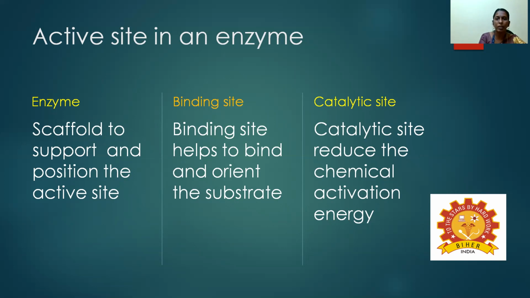The catalytic site has an important role in speeding up the rate of reaction. Another important point is activation energy. Energy is required for the substrate to be converted into the product, and therefore it is called the activation energy. So the catalytic site automatically reduces the chemical activation energy.